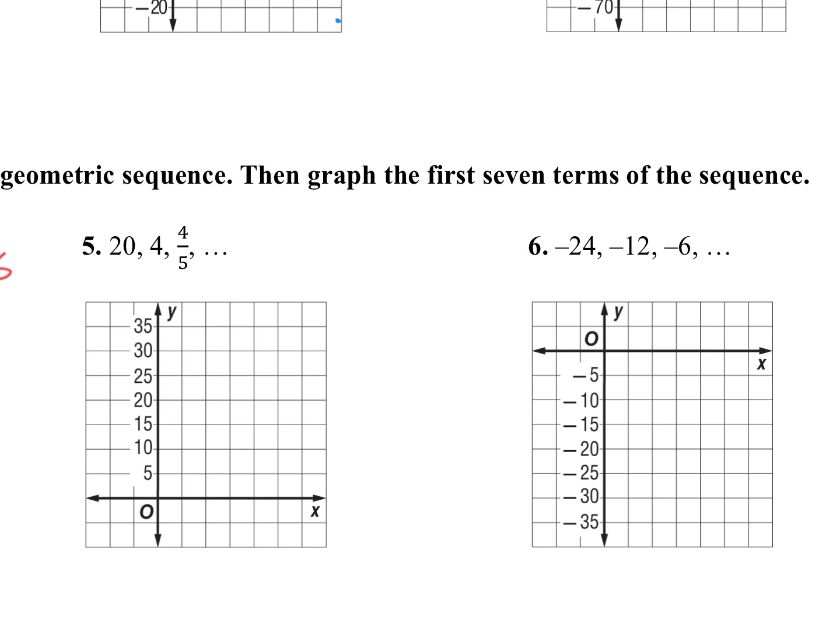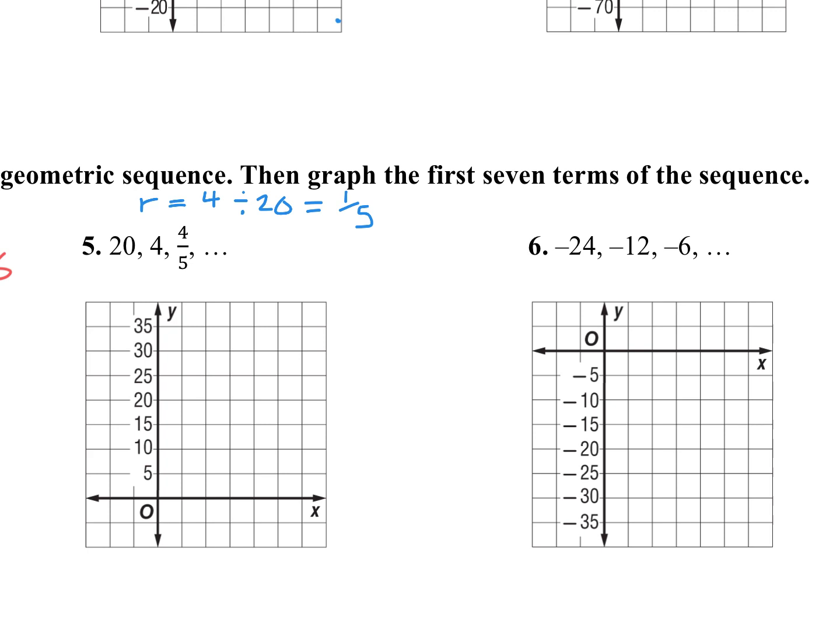All right, for number 5, the R value is the second number divided by the first number. So 4 divided by 20 is 1/5. So we're multiplying by 1/5. If you take 20 and multiply by 1/5, you get 4. You multiply 4 by 1/5 and you get 4/5.